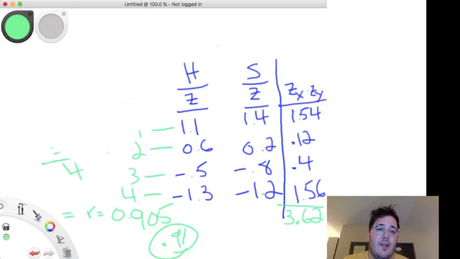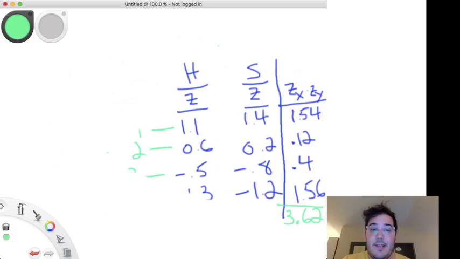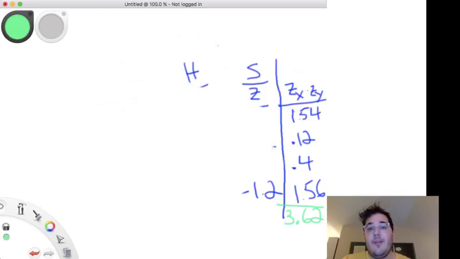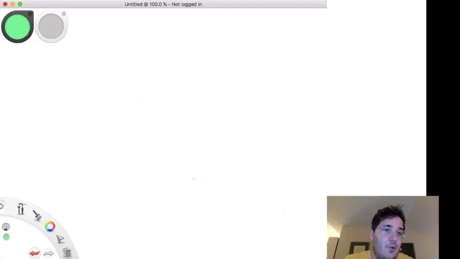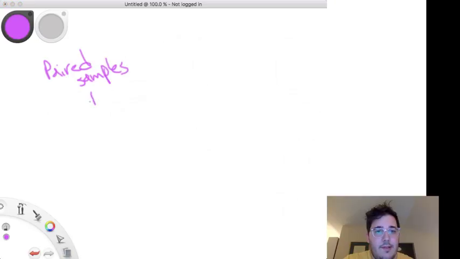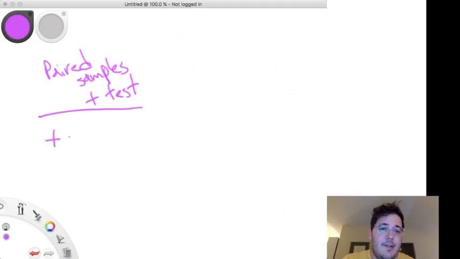Okay, so that's correlation. Then after correlation, we did paired samples t-test, which is extremely similar to independent samples t-test, except for having to add a correlation. So again, t equals m1 minus m2 divided by the standard error of difference.